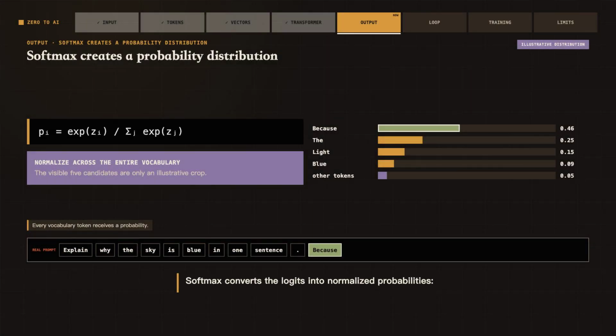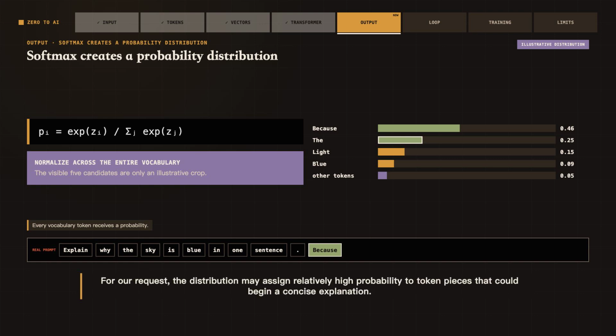Softmax converts the logits into normalized probabilities. For token I, exponentiate logit zi and divide by the sum across every candidate. Larger logits receive larger probabilities, and all probabilities add to 1. For our request, the distribution may assign relatively high probability to token pieces that could begin a concise explanation. The exact candidates depend on the model, the complete serialized context, and the tokenizer.